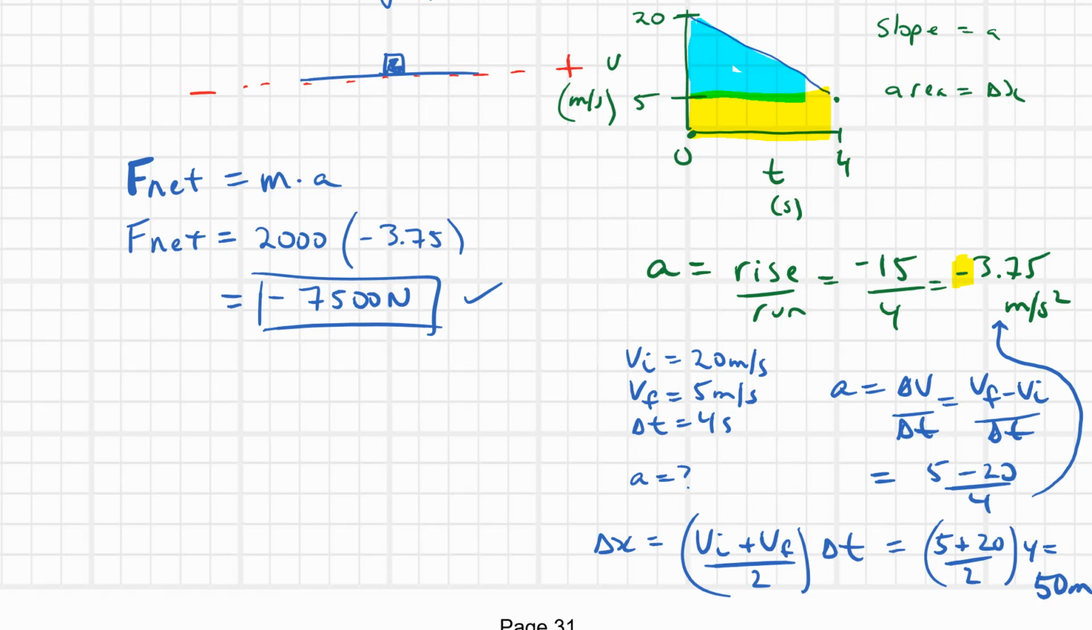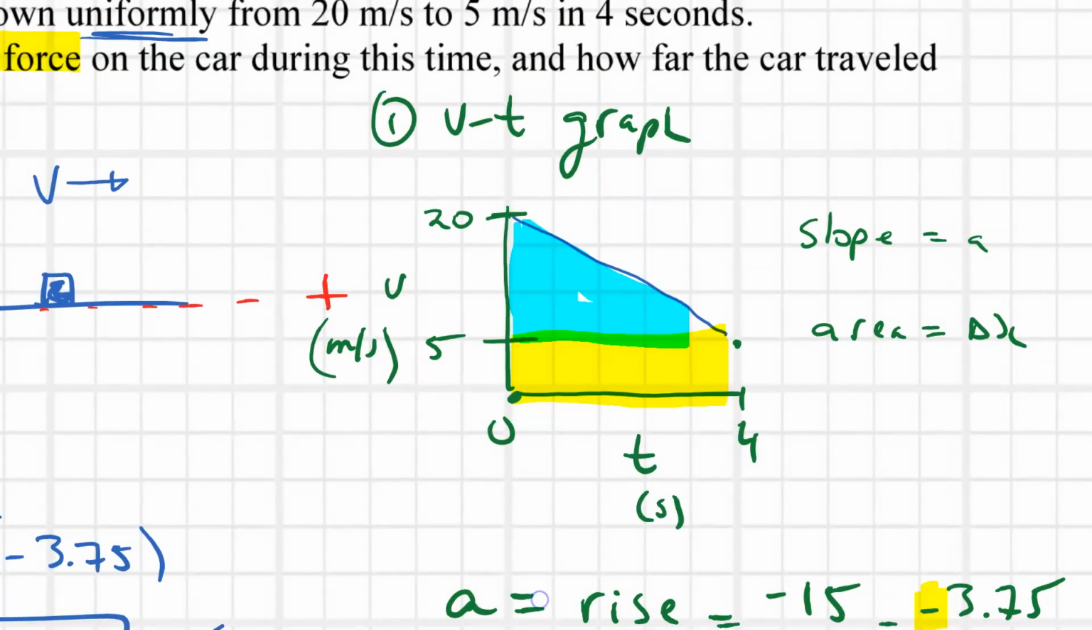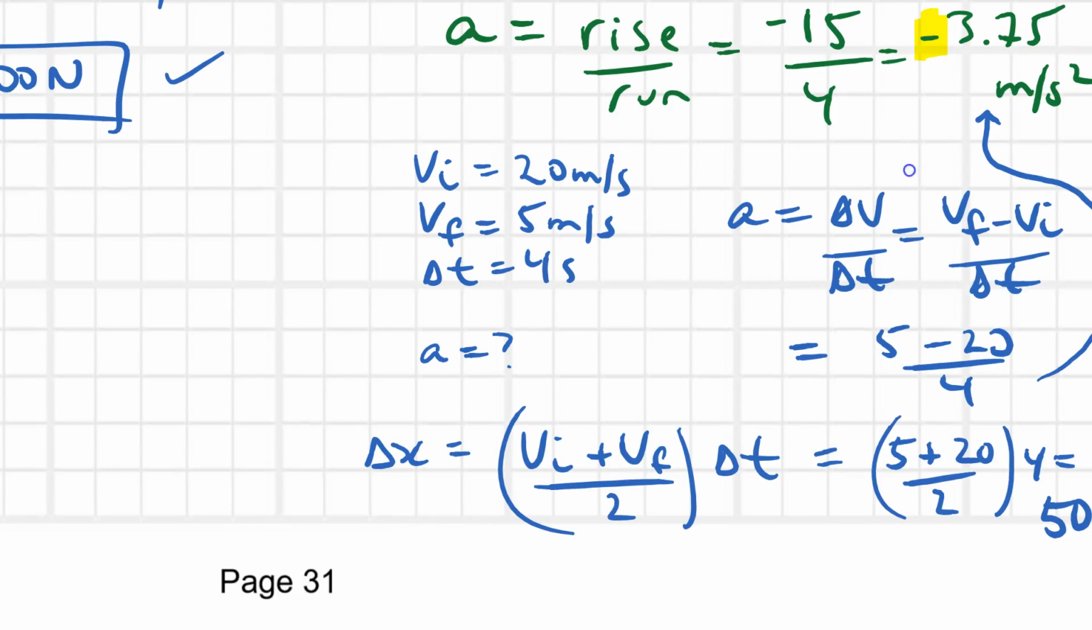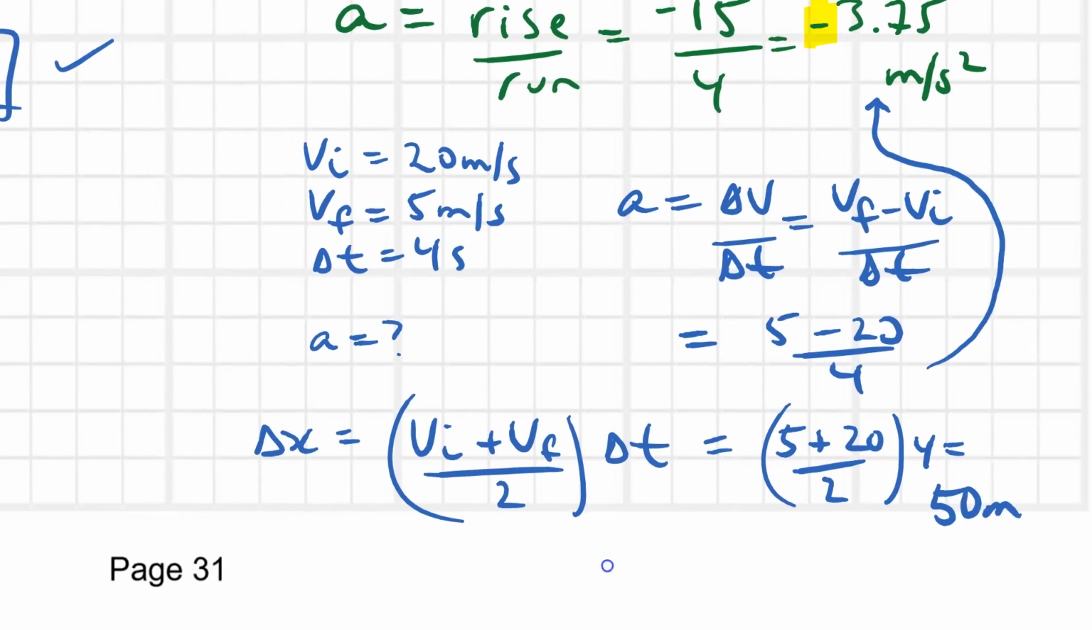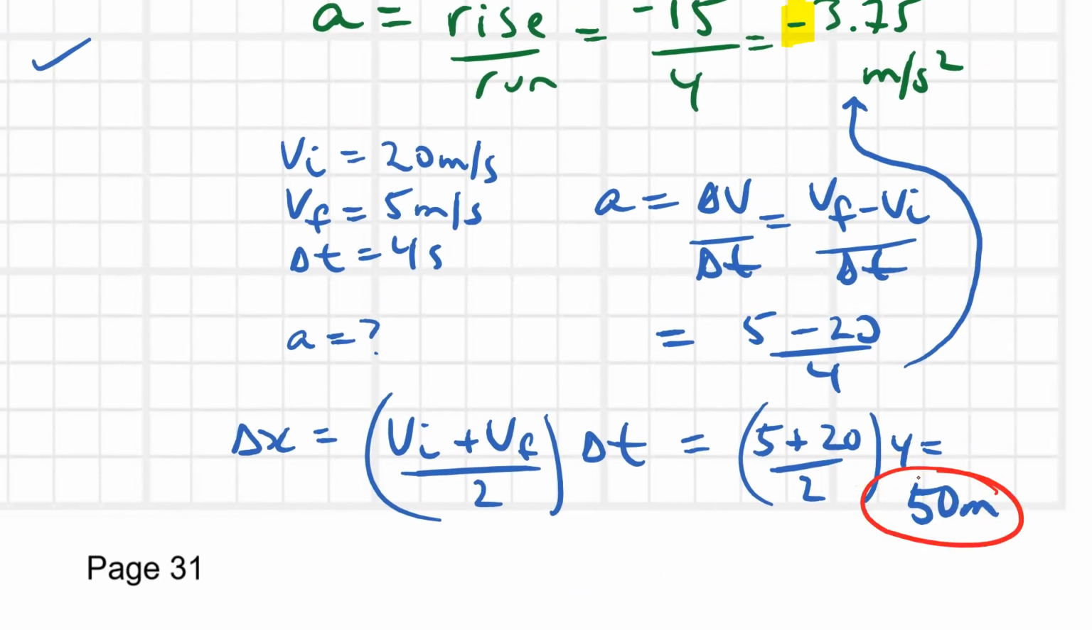If you were solving it using the velocity time graph, then this area here would just have been 4 times 5, which is 20 meters, while this area over here would be 1/2 times the base, which is 4, multiplied by the height, which is 20 minus 5, which is 15. That's 2 times 15, that would be 30 meters. So 30 plus 20 would also give you the same 50 meters at the end. Okay, so that's question 2. I hope that was helpful.